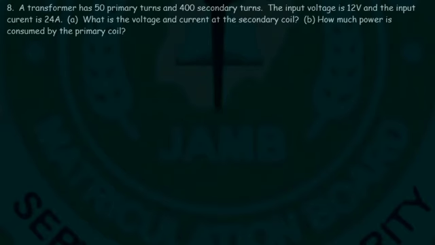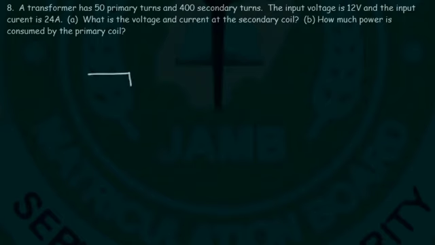Number 8. A transformer has 50 primary turns and 400 secondary turns. The input voltage is 12 volts and the input current is 24 amps. What is the voltage and current at the secondary coil? And also, how much power is consumed by the primary coil? So feel free to pause the video and try this problem.